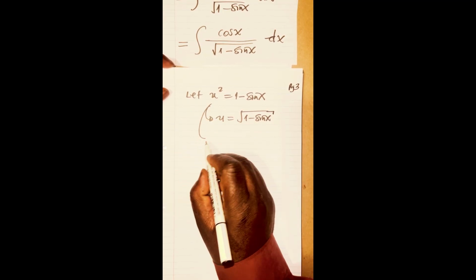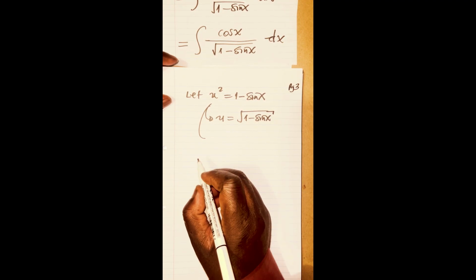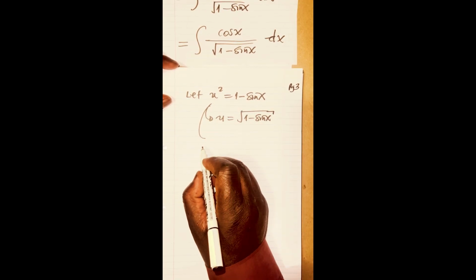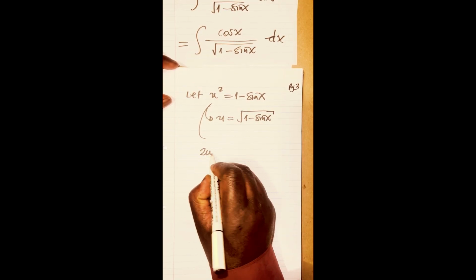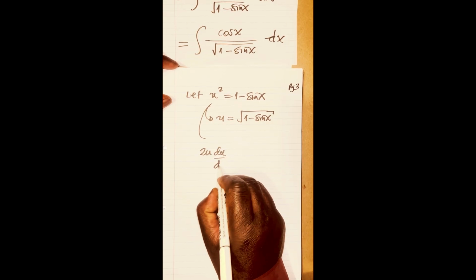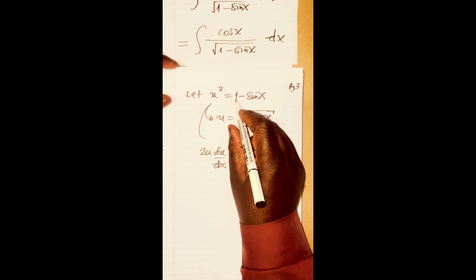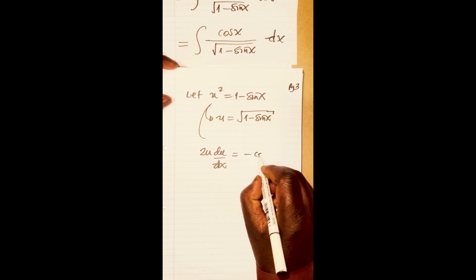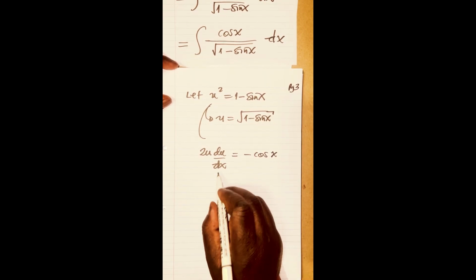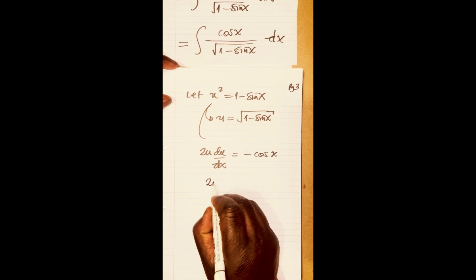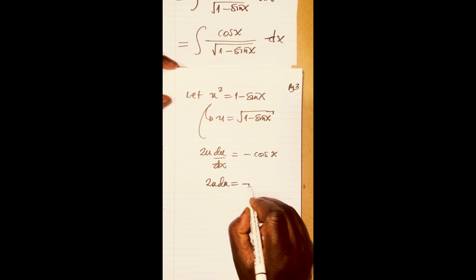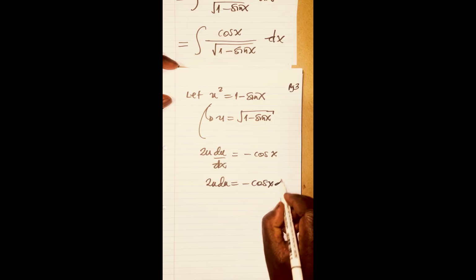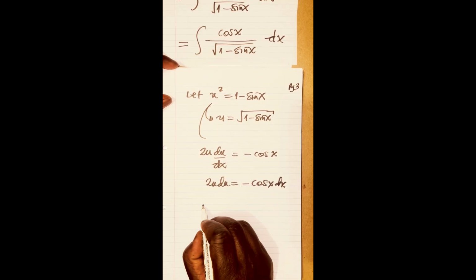And then the second equation is differentiate both sides implicitly. The derivative of u squared with respect to x is 2u du/dx. On the right hand side, the derivative of 1 is 0, it's a constant. The derivative of minus sine is minus cosine of x. And then multiply by dx both sides. We have 2u du equals minus cos x dx. Multiply by minus 1 both sides.